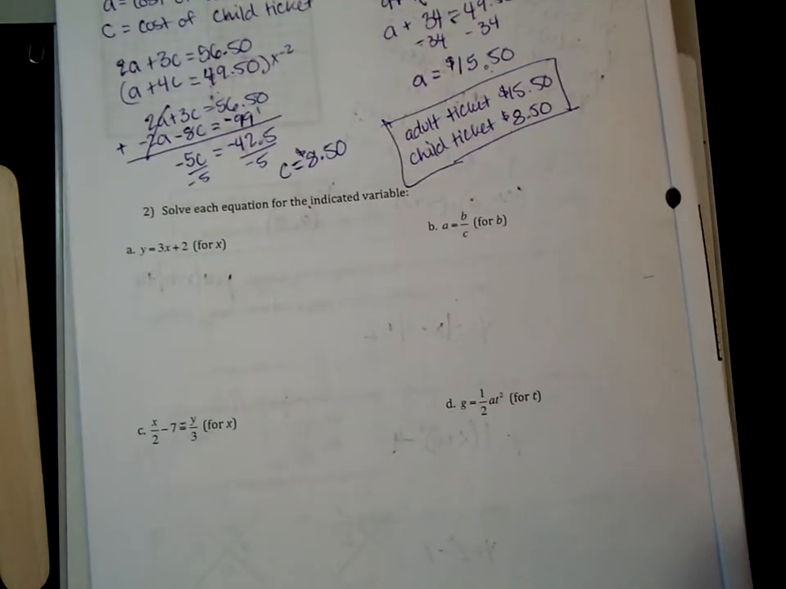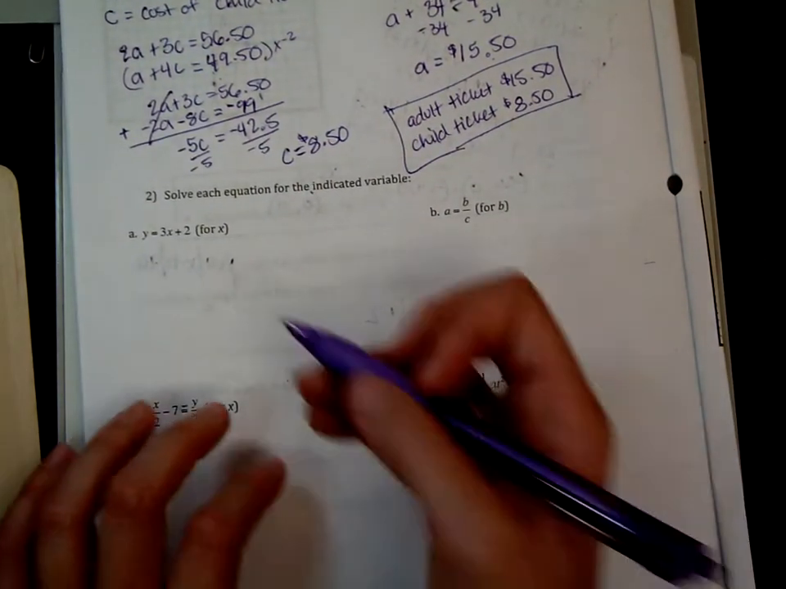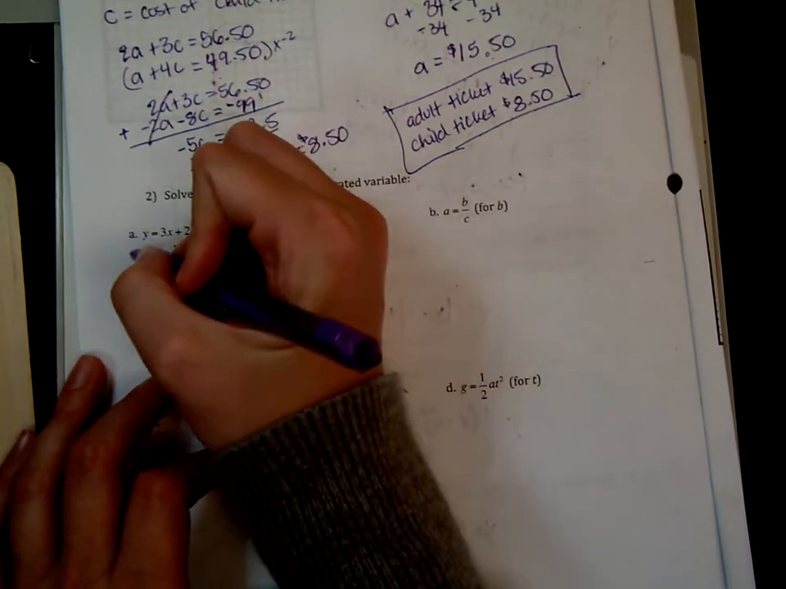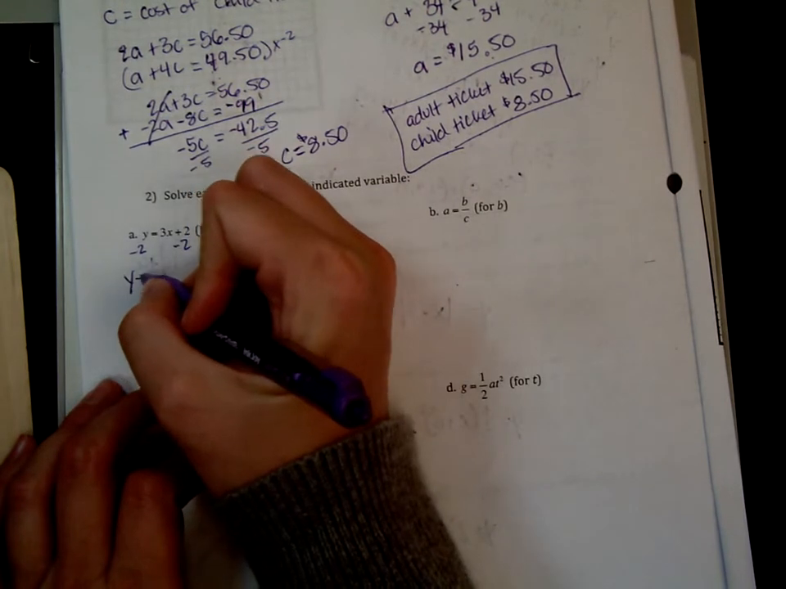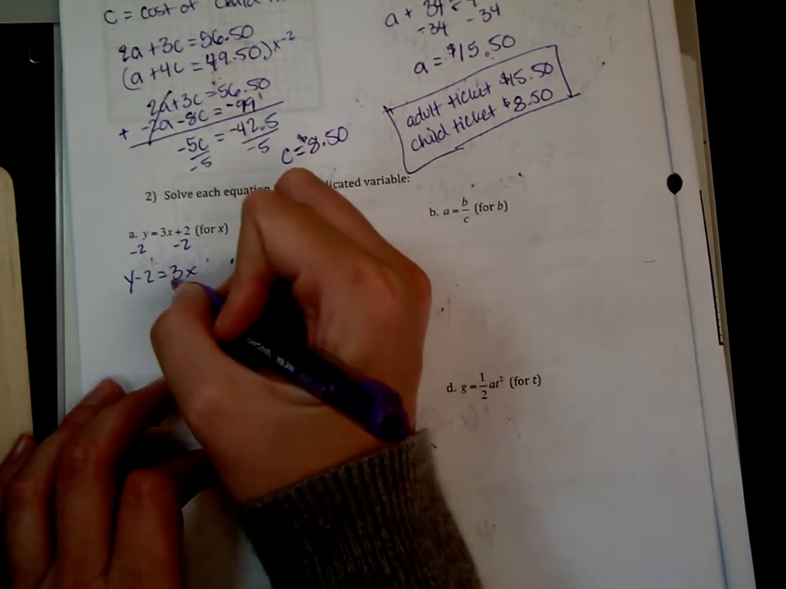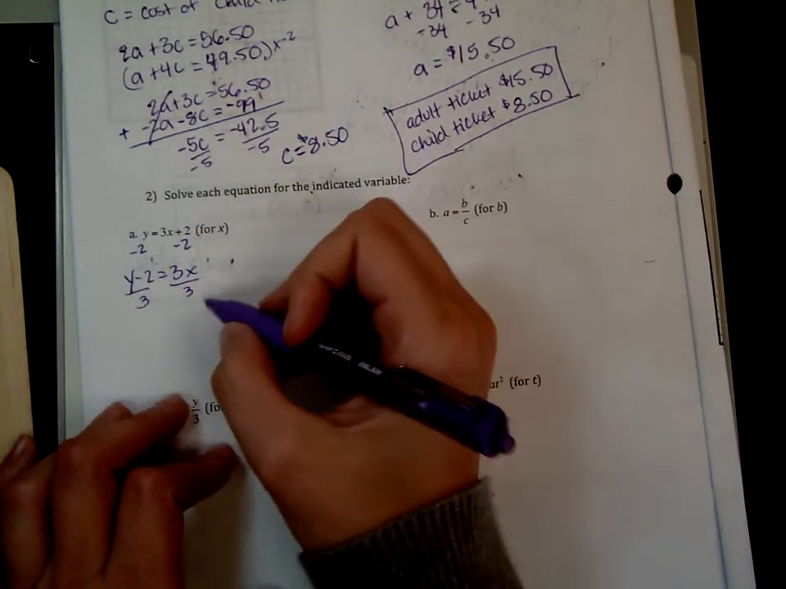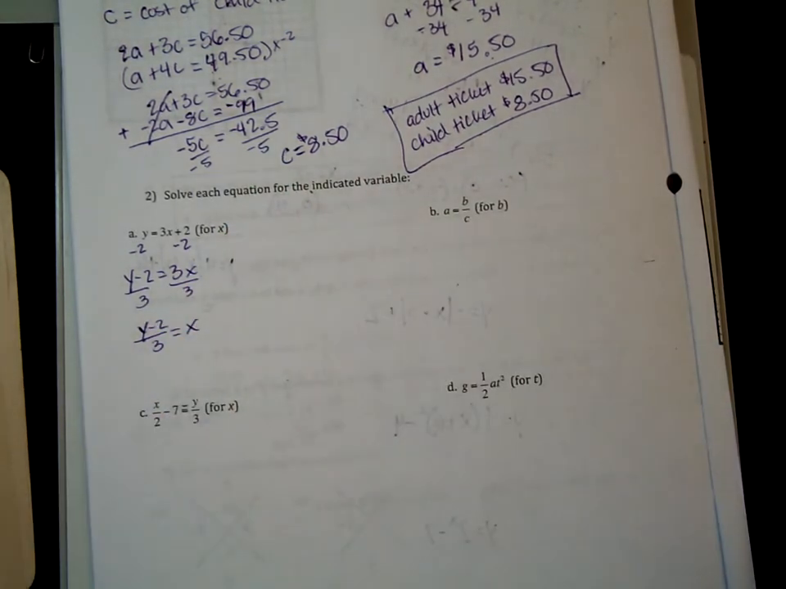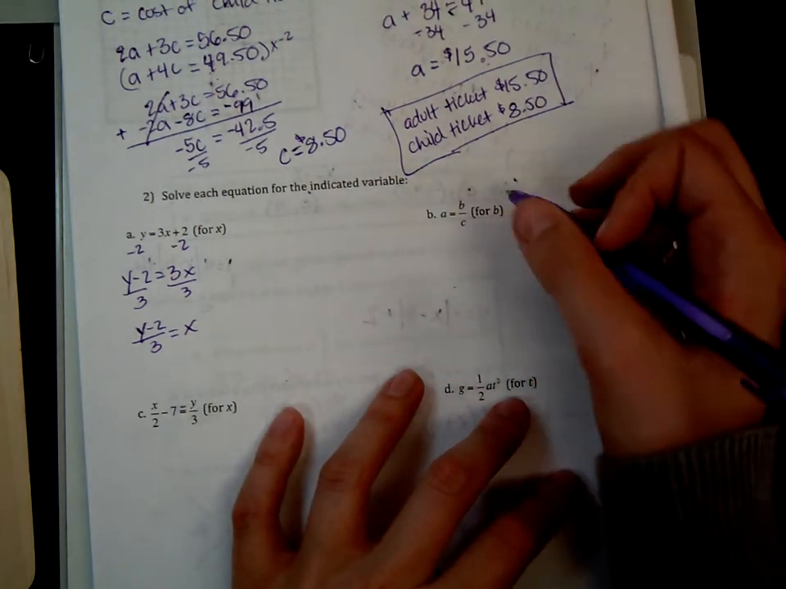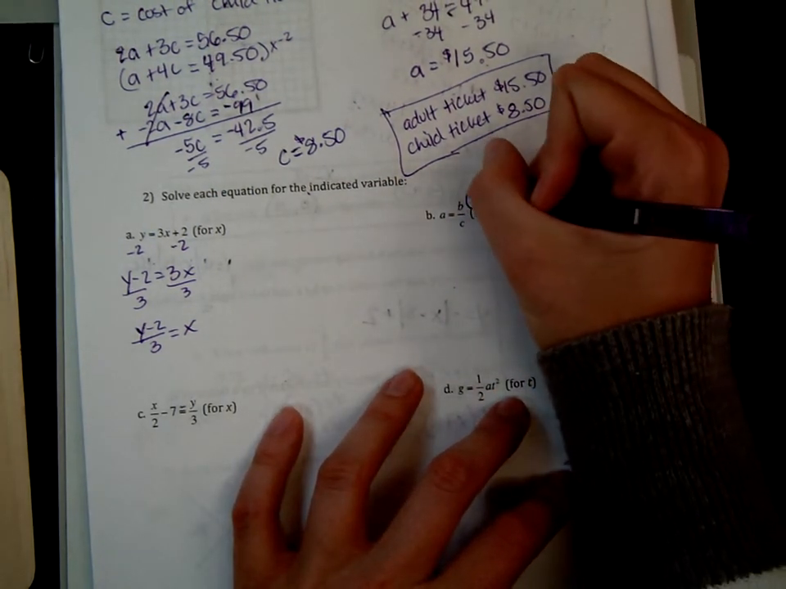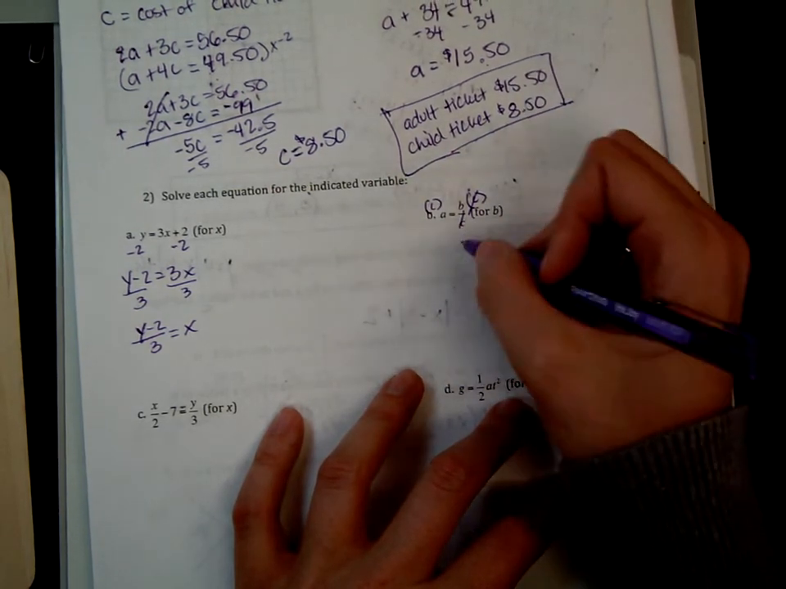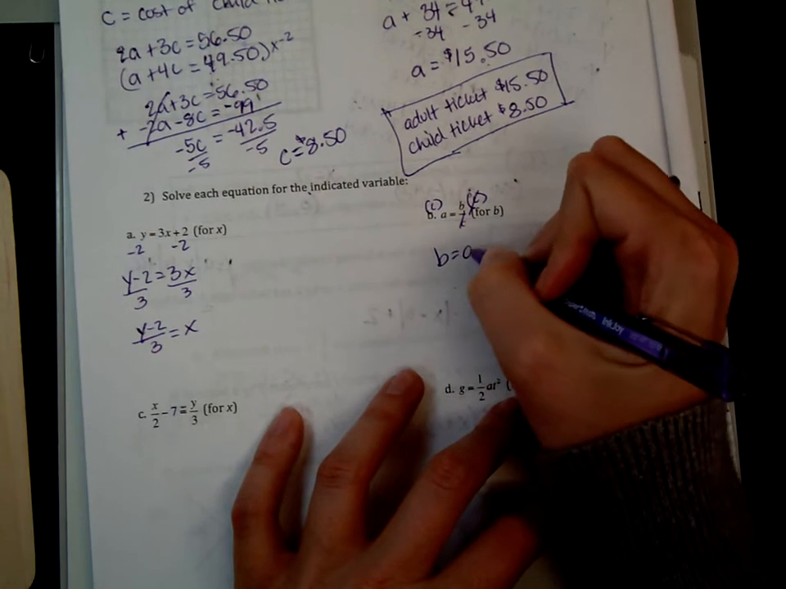Solve each equation for the indicated variable. So we want to solve this for x. I'll subtract 2 from both sides, so we get y minus 2 equals 3x, divide by 3. We get y minus 2 over 3 equals x. Solve this one for b. To solve for b, we'll multiply by c on both sides. That'll cancel out dividing by c. So we get b equals a times c.